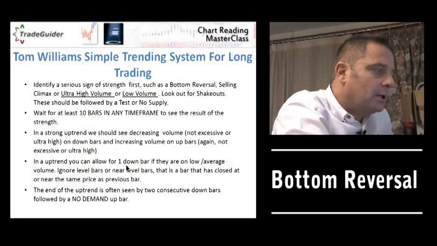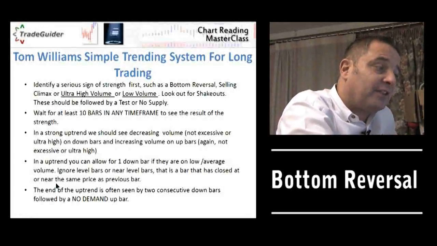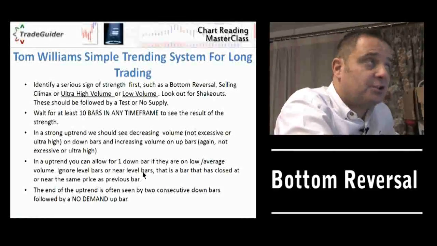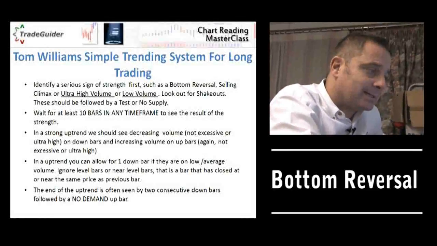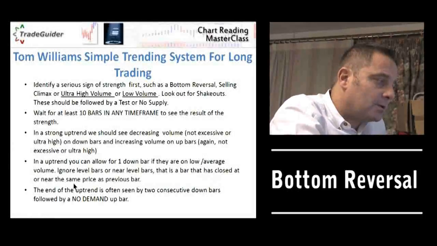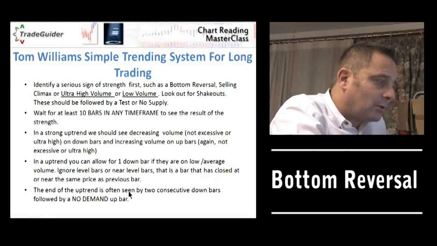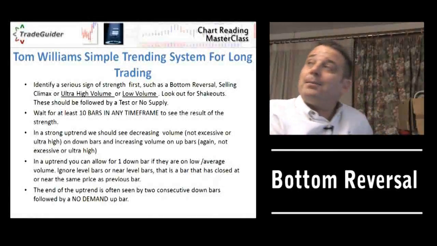In an uptrend, you can allow for one down bar if they're on low to average volume. Ignore level bars or near level bars, just like we did in the other downtrending system, and that is a bar that has closed at or near the same price as the previous bar. The end of the uptrend is often seen by 2 consecutive down bars followed by a no demand up bar.